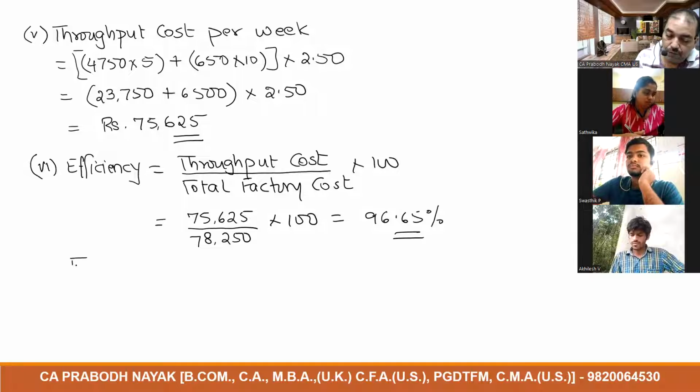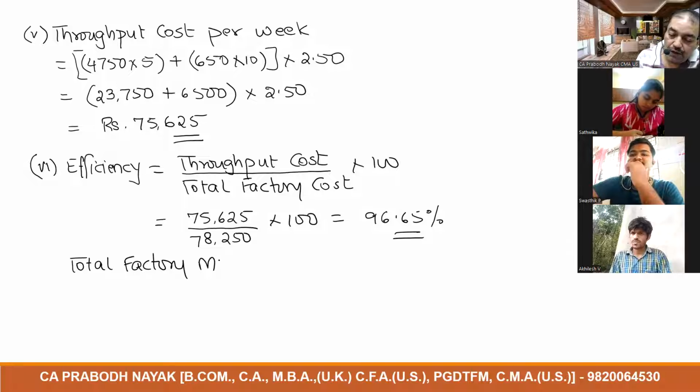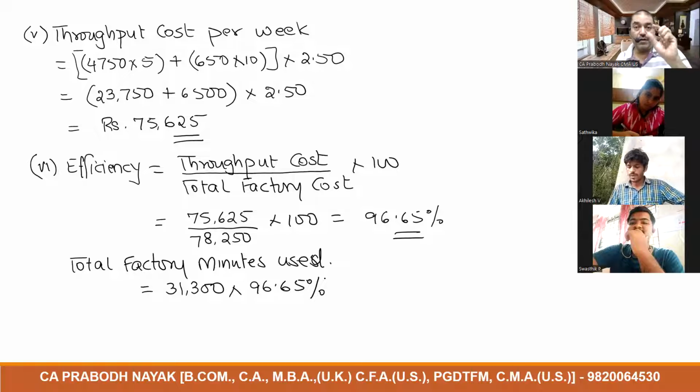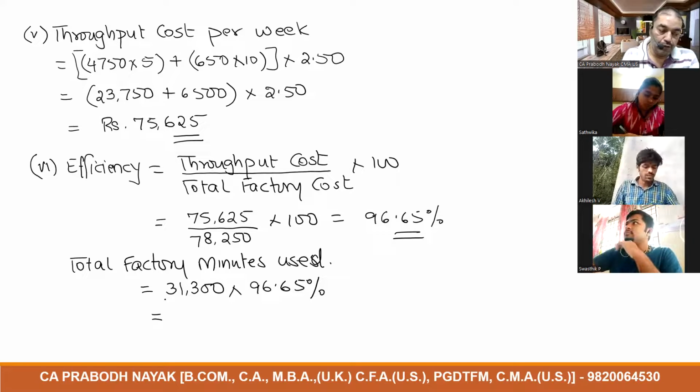And then they have asked for total factory minutes used also. Total factory minutes used. Budgeted was 31,300. But our efficiency is what? 96.65%. So we have used only 96.65% of the total time that is available. Available was 31,300, but we have not utilized entire 31,300. So 31,300 multiplied by 96.65%. So that will give me something like 30,251 units.